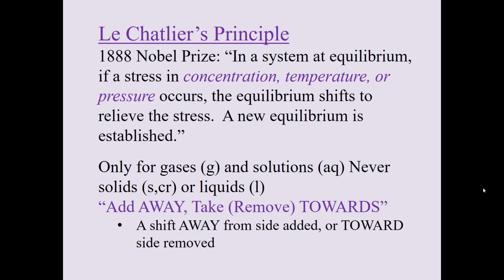So remember that in equilibrium systems, only gases and solutions can affect the equilibrium. So solids or liquids, we always ignore. The little catchphrase for Le Chatelier's principle is add away, take towards. And what I mean by take is removing a certain concentration that's in the equation. So a shift away from the side added is what will happen. If you add it to one side, it's going to shift to the other side. Or if you remove something from one side, then the equilibrium will shift towards that side. So again, add away, take towards.